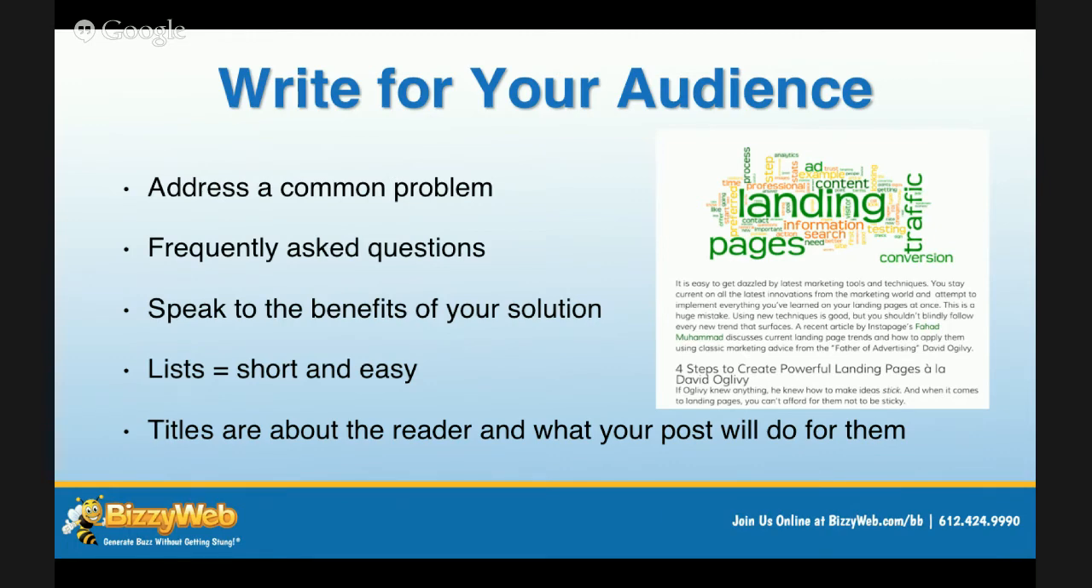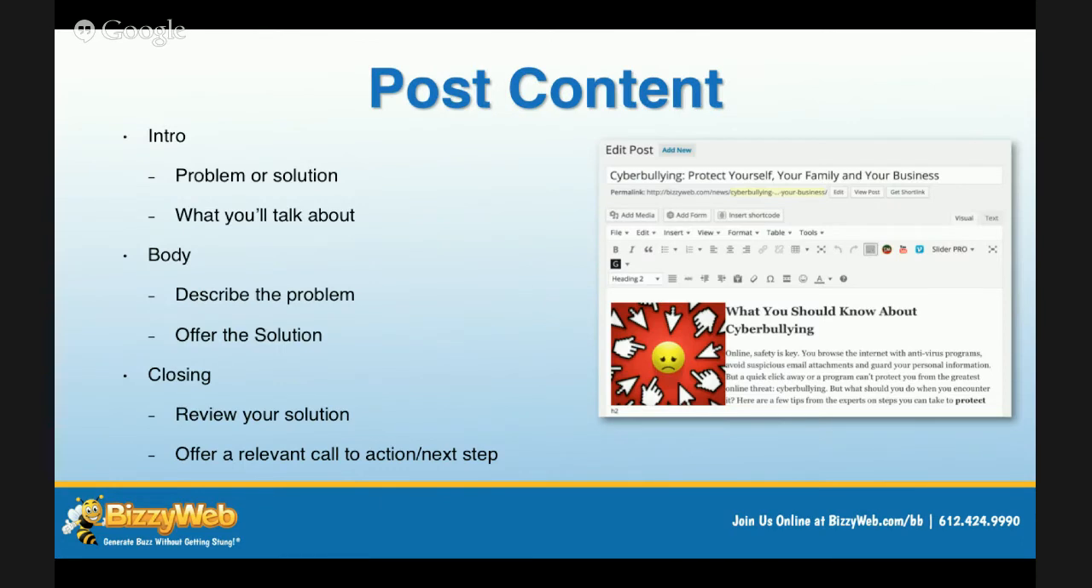As far as the actual content of the post, think about the general structure of any given post. First, start with a problem or solution in the introduction. Make sure that you get the details and the keywords of what you need to write about right into the top of that article. And then describe what you're going to cover inside of the introduction. For the body, you're going to describe the problem and offer the solution. And then in closing, you're going to review and offer a relevant call to action or a next step.